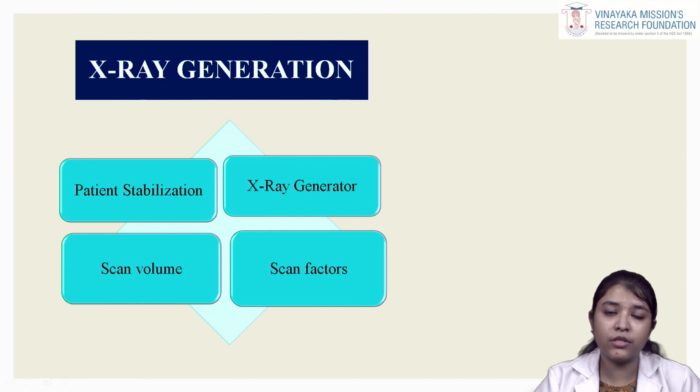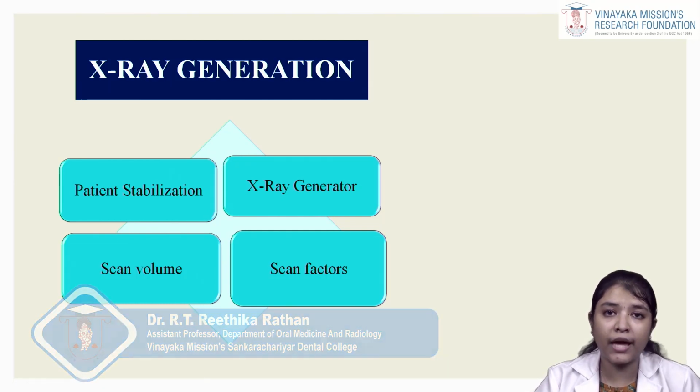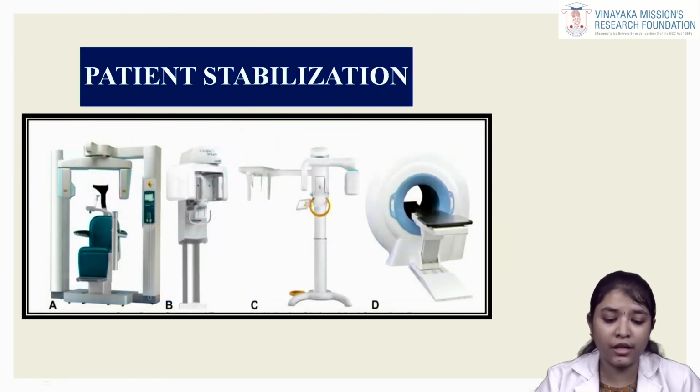X-ray generation includes patient stabilization, X-ray generator, scan volume and scan factor. Under patient stabilization, depending on the unit, the patient is positioned in a supine, standing or sitting position. If the unit is of a supine design, then it needs a large footprint area, and it will be very difficult for a physically challenged patient to be positioned in the supine position.